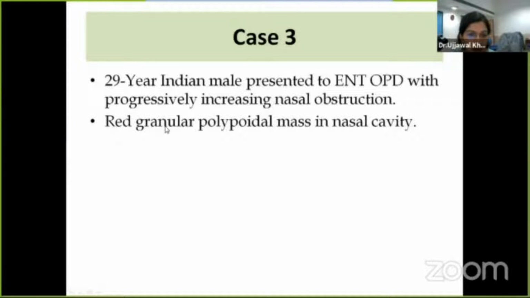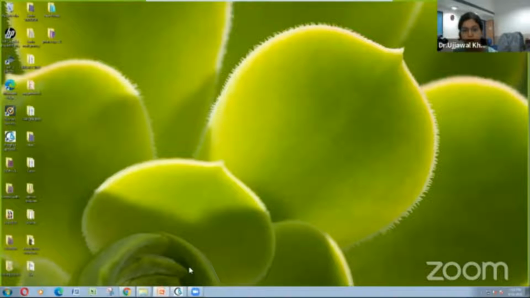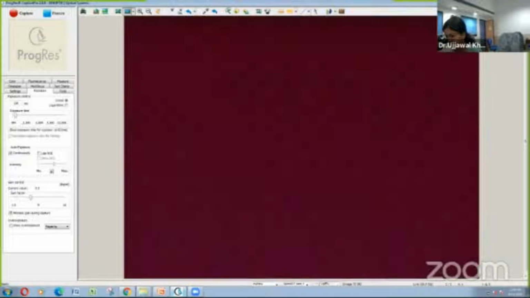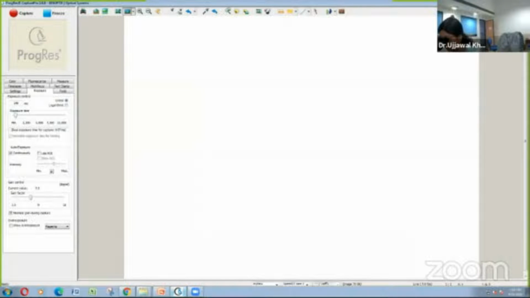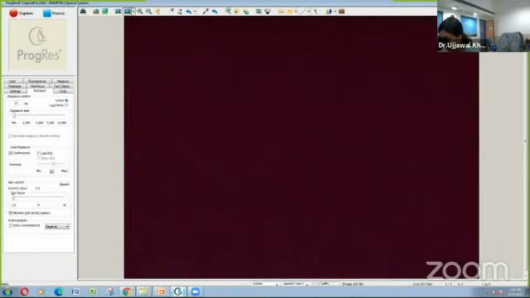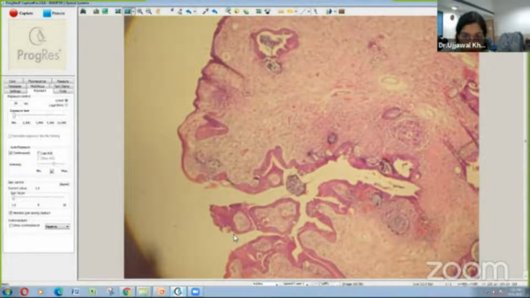Metaplastic lining with a granular polypoidal lesion in the nasal cavity, with presence of numerous sporangia of varying size, which are filled with numerous endospores. So these sporangia are basically present in various sizes, and they represent the various stages of development of the organism. That is a very classic picture.